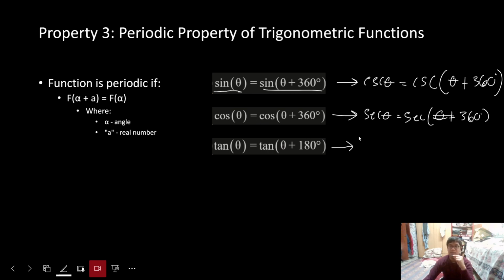And speaking of same as the reciprocals, the same thing goes for the reciprocal of tangent. If tangent theta is equal to tangent of (theta plus 180 degrees), then we can also have its reciprocal, cotangent theta, equal to cotangent of (theta plus 180 degrees). That's it. So these are the periodic properties of trigonometric functions.